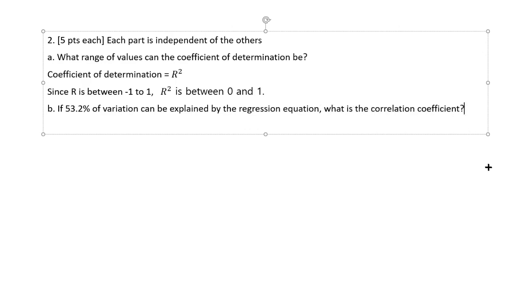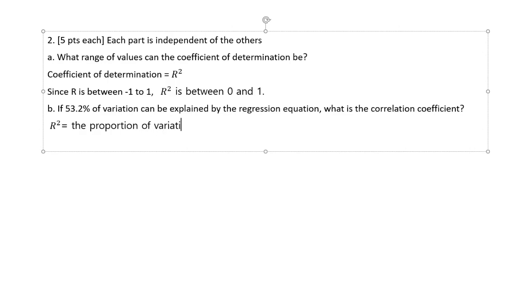Okay. To add to this first question, the meaning of R squared is really the proportion of variation of y due to the regression equation. Okay.